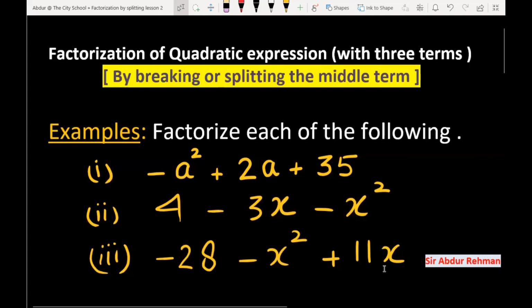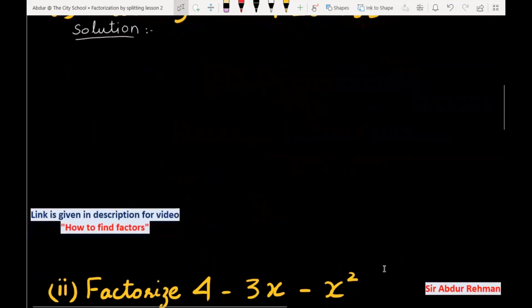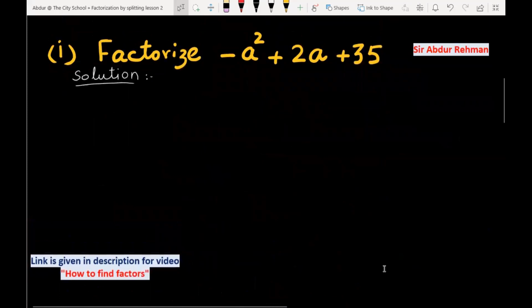Now let's take example number 1. Example number 1, factorize minus a square plus 2a plus 35. In this lesson number 2, I'm going to explain how to factorize the quadratic expression when the first term is negative. In lesson number 1, I explained how to factorize when the coefficient of the first term is positive. We have to find a factor of the last term, which is 35 here.